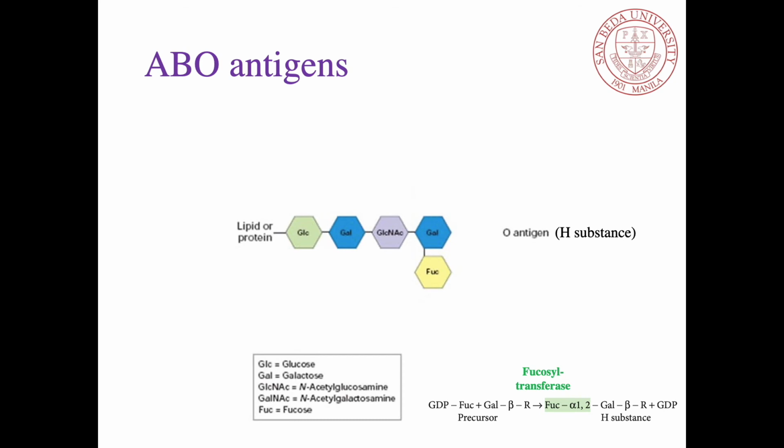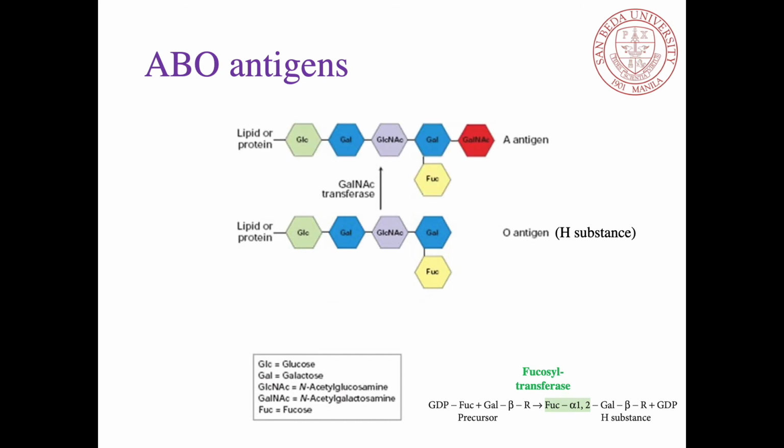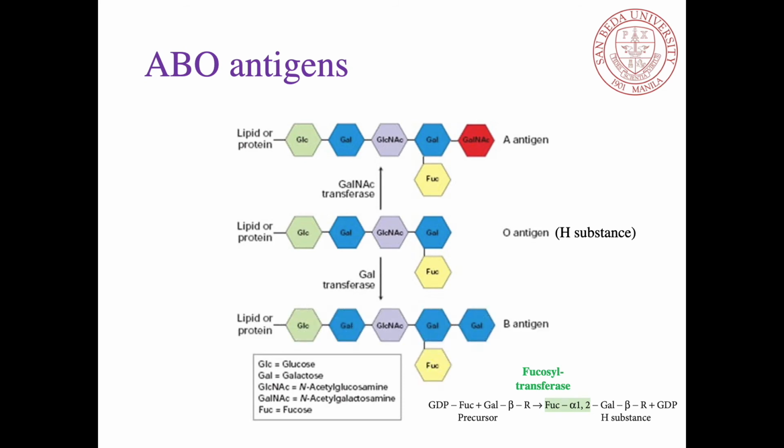Now, type A individuals have an A gene that encodes for a transferase enzyme that adds a terminal GalNAc onto H substance, thus converting it to A substance. Type B individuals, on the other hand, have a B gene that encodes the transferase enzyme that adds a galactose residue onto H substance, thus converting it to B substance. Now, with type O individuals, however, a frame shift mutation has occurred such that an inactive glucosyl transferase enzyme is encoded.